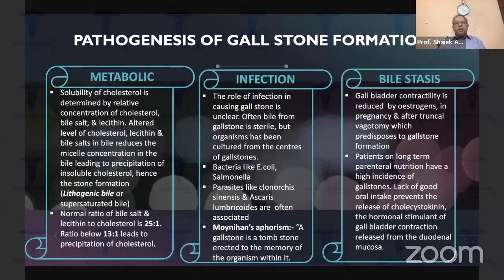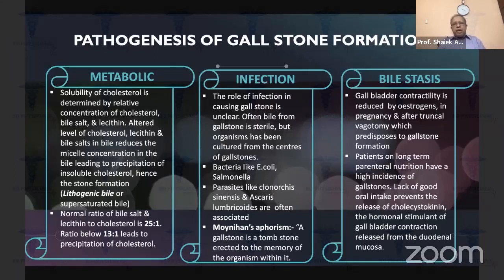In the case of infection, the role of infection in causing gallstones is unclear. Often bile from gallstones is sterile, but organisms have been cultured from the centers of gallstones. Bacteria like E. coli, Salmonella, and parasites like Clonorchis sinensis and Ascaris lumbricoides are often associated.